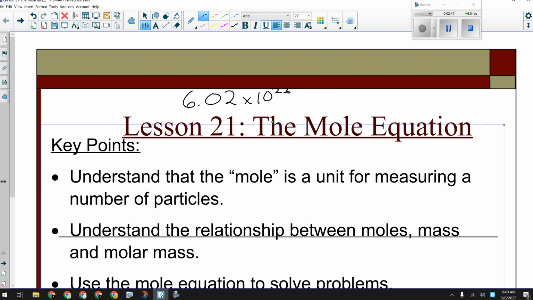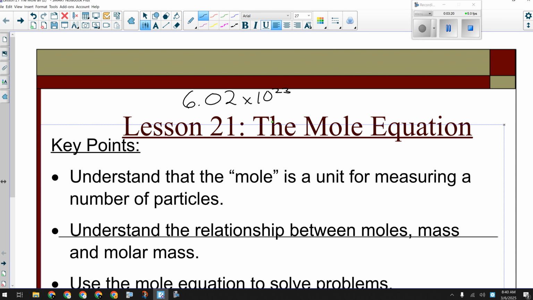Now, you might wonder, how did they arrive at this number? A dozen is easy, we count to 12. But why would we pick that number? What a random number to pick, right? It's because we didn't pick it. It was calculated. The person who came up with the idea of having a representative number, like 12 for a dozen, used hydrogen to come up with this number, because hydrogen is the simplest atom.